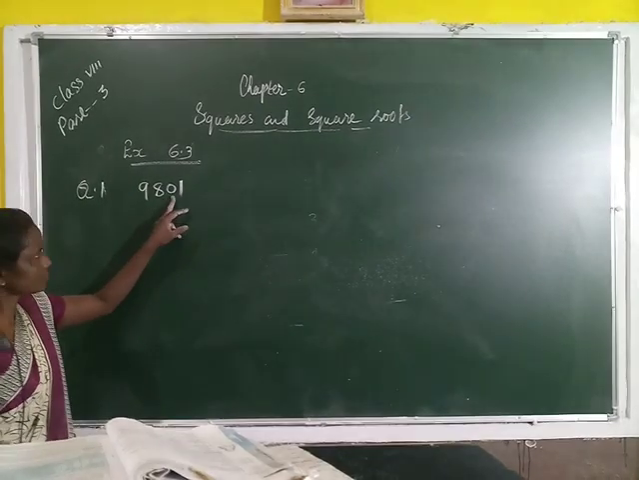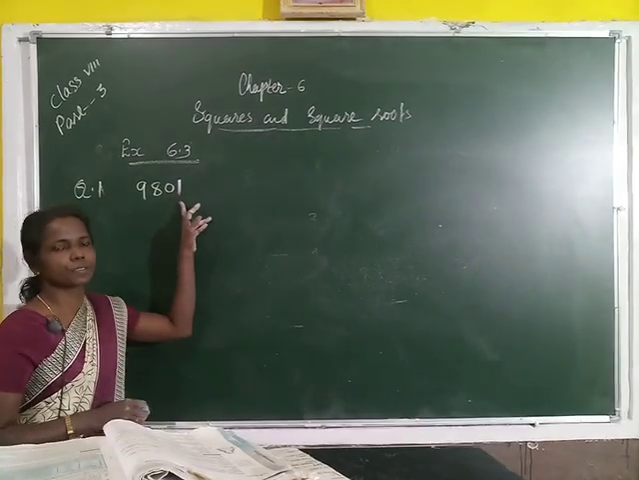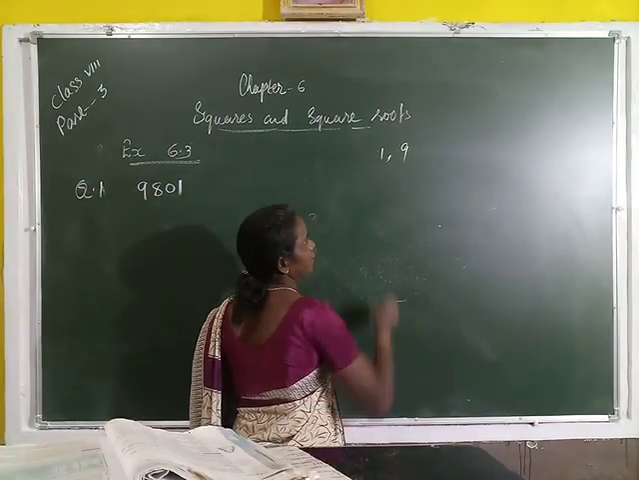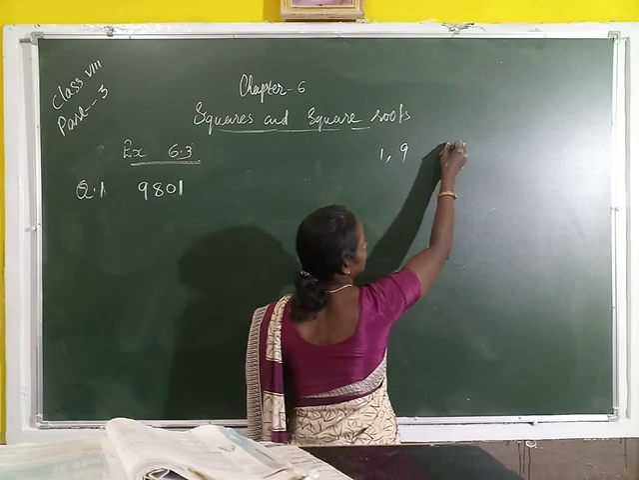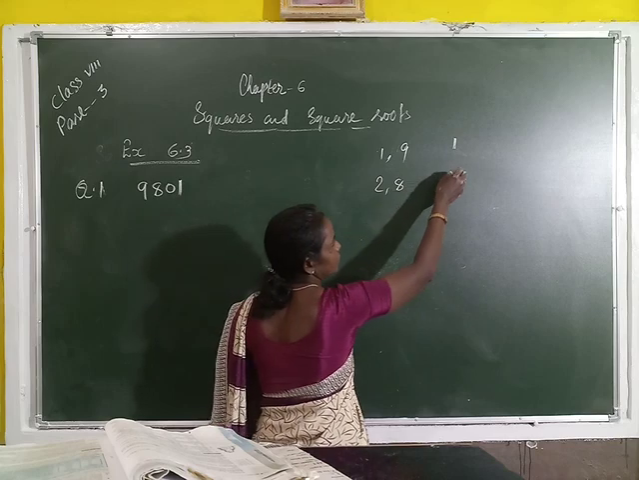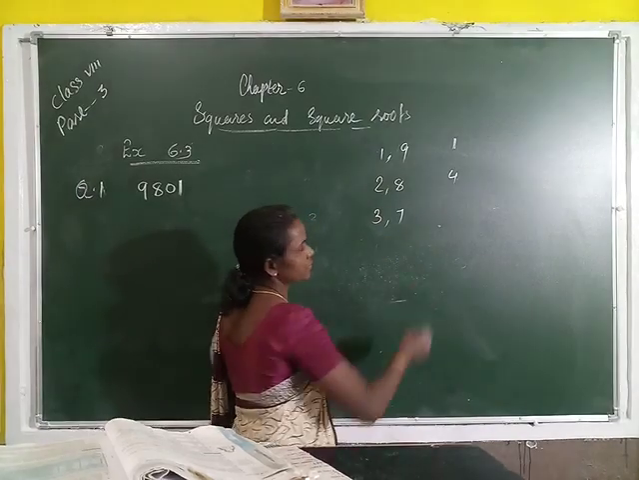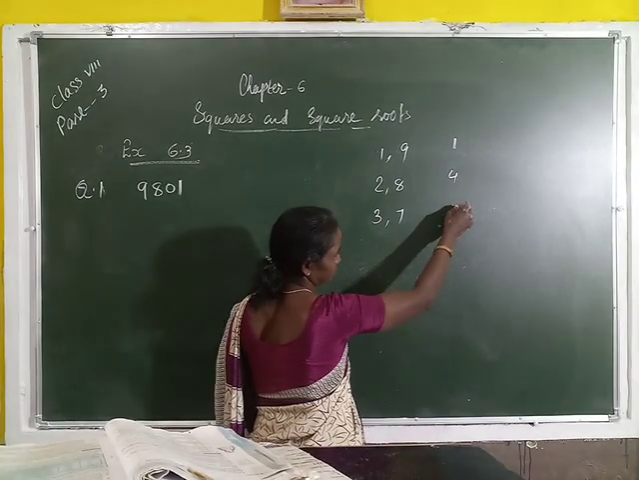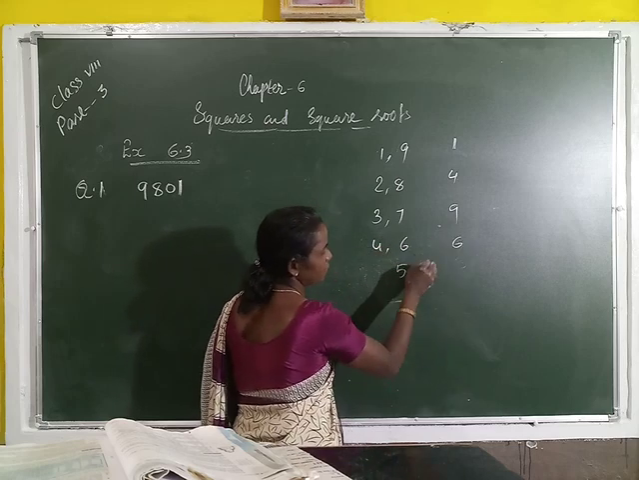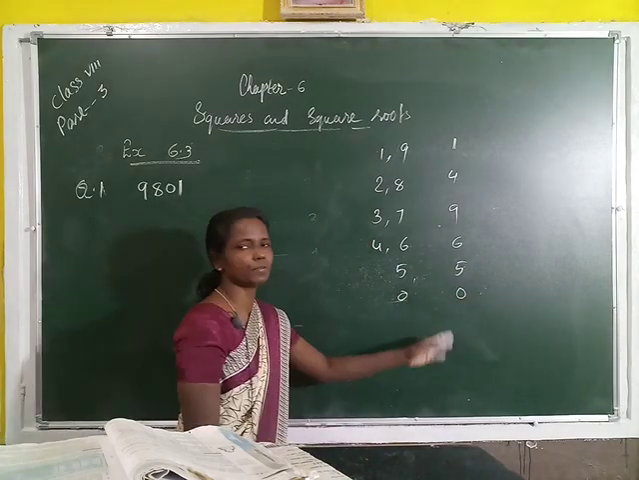Last class we learned the unit place of the given numbers. In the unit place of square numbers, 1 or 9 will come. Then for 1, 2 and 8 will come. For 4, 3 and 7. Then for square numbers with unit place 9, 4 and 6 will come. For square numbers with unit place 6, and 5, 0 will come. Even number of 0s will come.